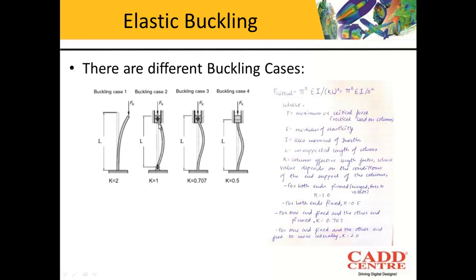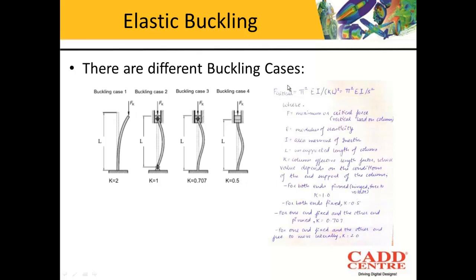In the second condition, if one end is pin supported and the second end is also pin supported, if both the ends are pinned, the K value is taken as 1. In the third condition, if one end is completely fixed and the other end is pinned, K value is taken as 0.707. And the other condition is, if both the ends are completely fixed, the K value is taken as 0.5.